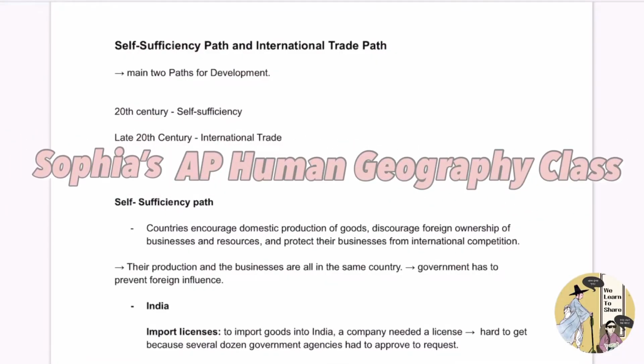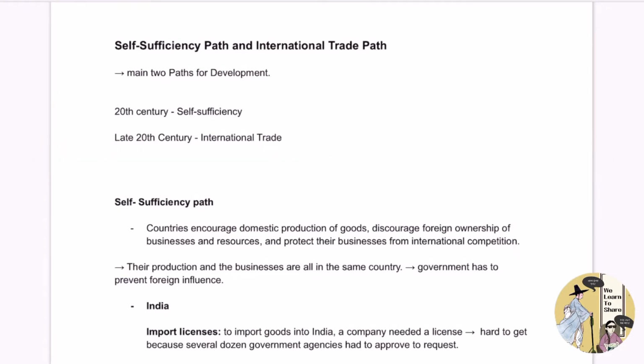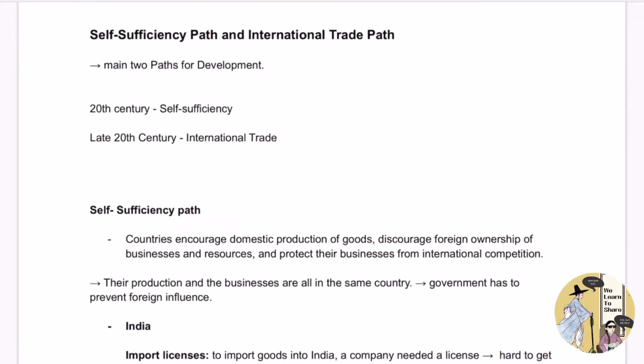Today I'm going to talk about the Self-Sufficiency Path and the International Trade Path. Those are from AP Human Geography Chapter 10. The Self-Sufficiency Path and International Trade Path are the main two paths for development.